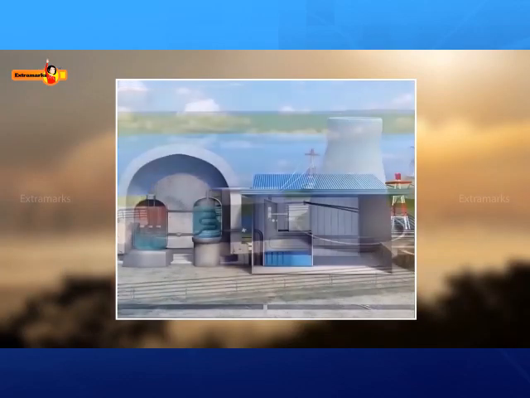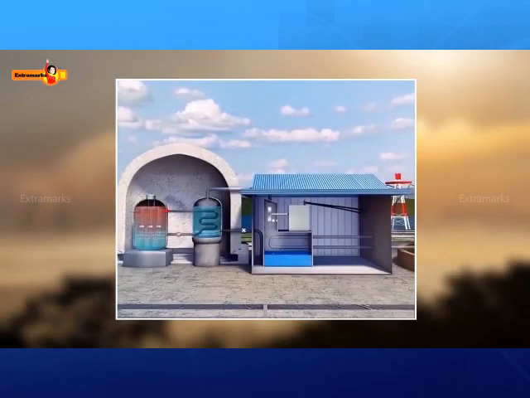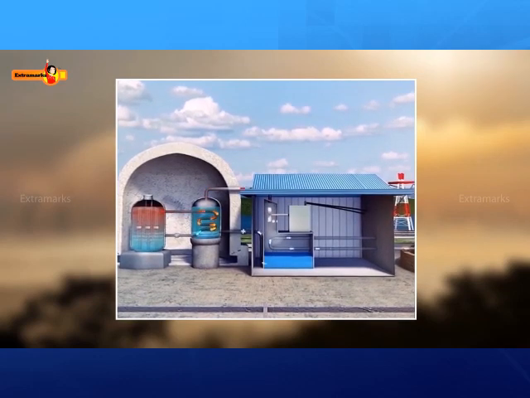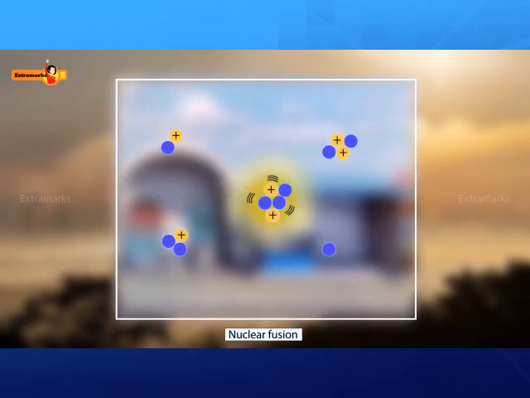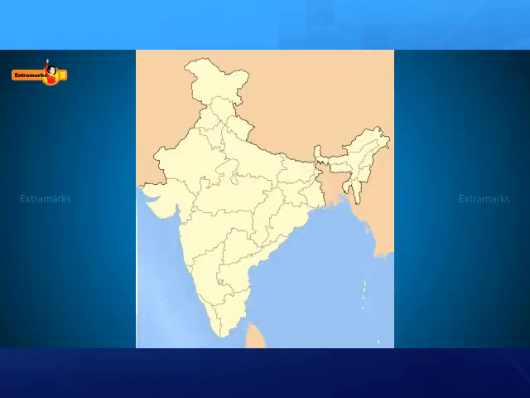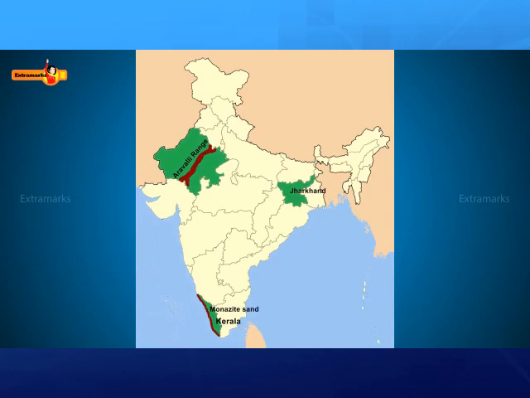Nuclear energy is produced when the nuclei of atoms of elements are either split or combined. This process is also known as nuclear fission and nuclear fusion. Uranium and thorium, which are available in Jharkhand and the Aravalli ranges of Rajasthan, are used for generating atomic or nuclear power. The monazite sands of Kerala are also rich in thorium.